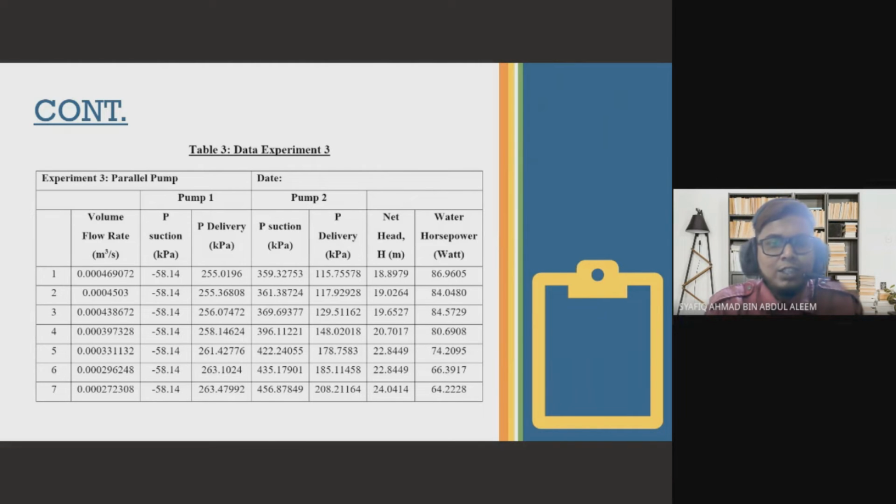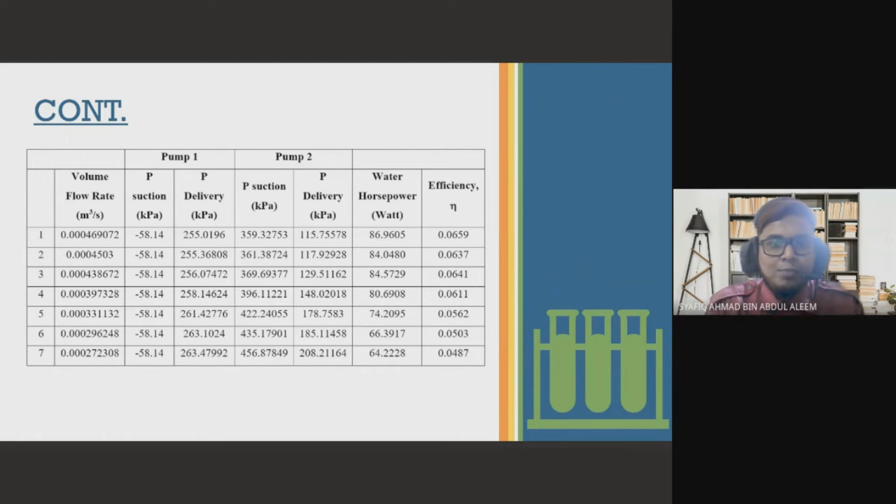The final findings are for the parallel pump configuration. You can also see the computed net head and water horsepower values here. As previously, we put the calculated value of efficiency in the following table for easier tabulation due to the table's limited size.